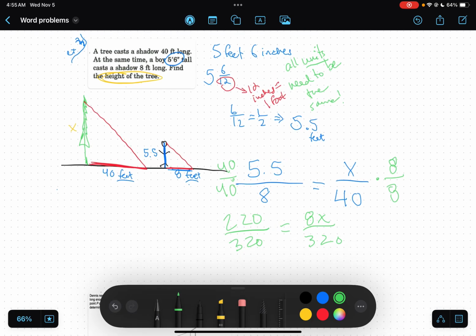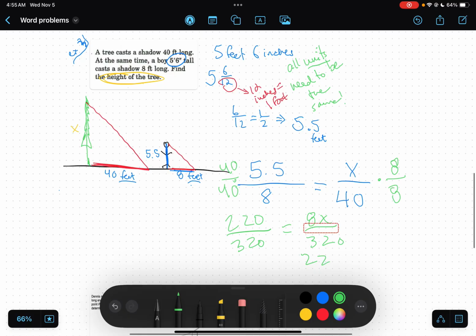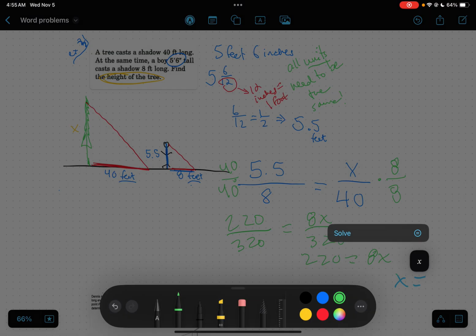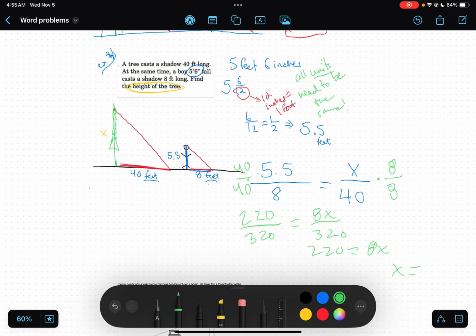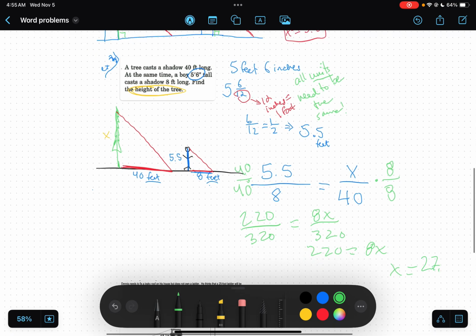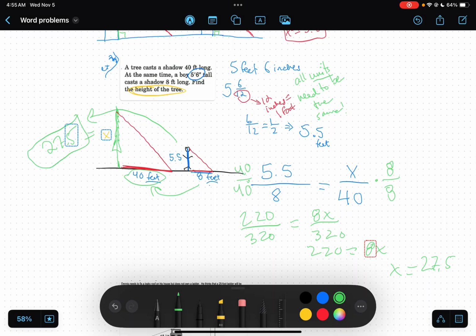So happily, I have a nice easy equation now. 220 equals 8x. And so dividing by 8, I end up with 27.5. So it's always nice to just check and think, does my answer make sense? Well, my answer, at least I can see, makes sense because it's bigger, right? It should be a taller answer. The tree is taller than the boy because the tree's shadow is longer than the boy's shadow.